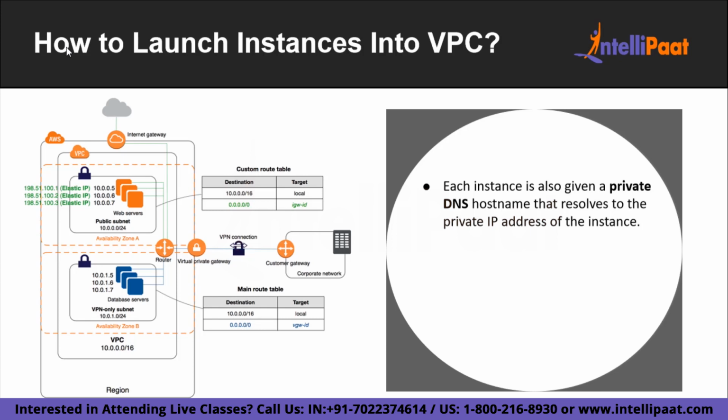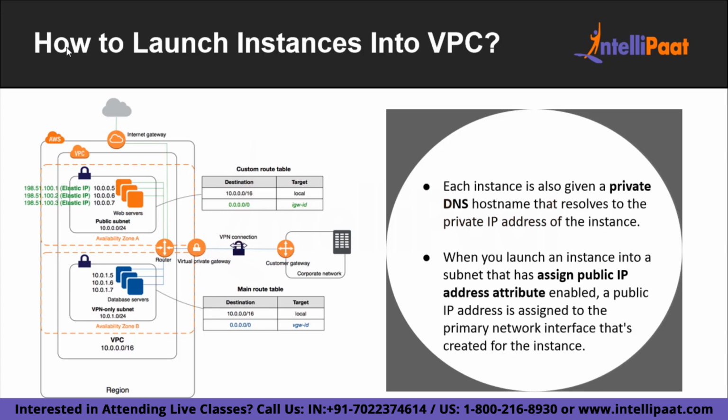When you launch an instance into a subnet that has the assign public IP address attribute enabled, a public IP address is assigned to the primary network interface that's created for the instance. A public IP address is mapped to the primary private IP address through network address translation, or what we commonly call NAT. These public addresses will change whenever you stop an EC2 instance and start it again.